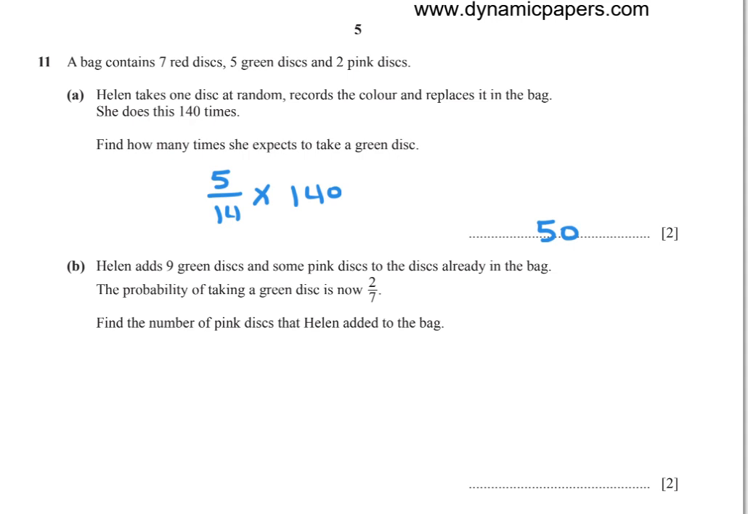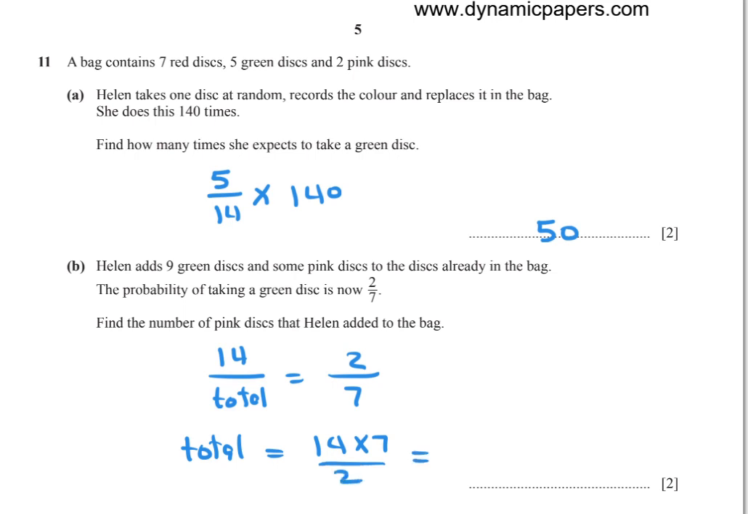Probability of green equals the number of green discs over the total number of discs. So the number of green, after Helen adds 9, so 9 plus 5 equals 14, over the total equals 2 over 7. So to find the total now, cross multiply. So the total number of discs is 14 times 7 divided by 2 equals 49.